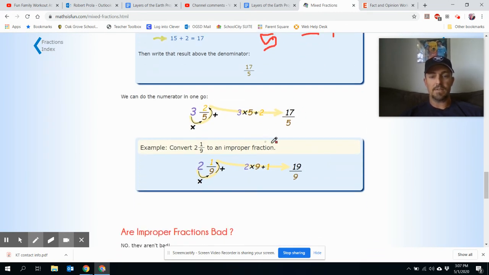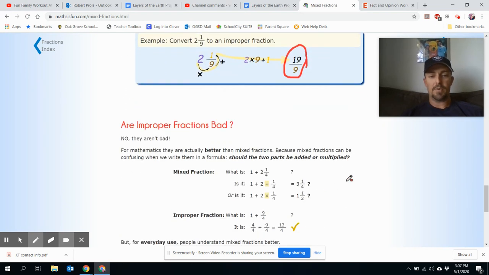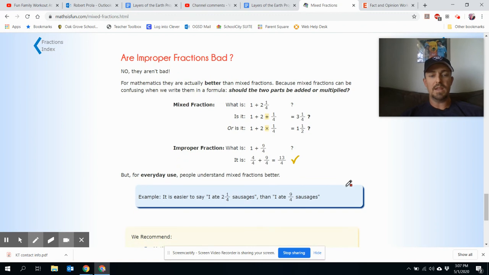Take a look at another example here and another example here. 2 1/9: 2 times 9 plus 1. Multiply your denominator times your whole number, add your numerator back, denominator stays the same, and you get 19 over 9. Improper fractions can be useful for many different things, but usually a mixed number is easier to understand.